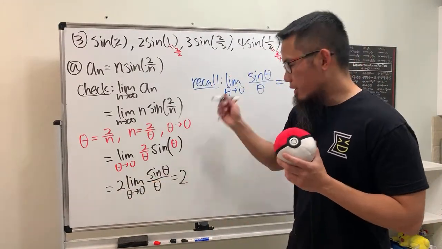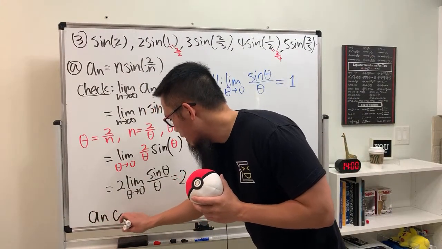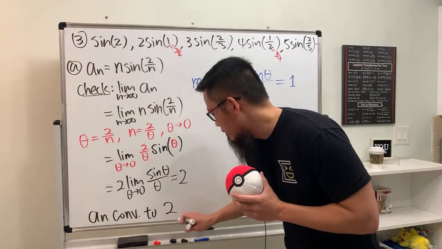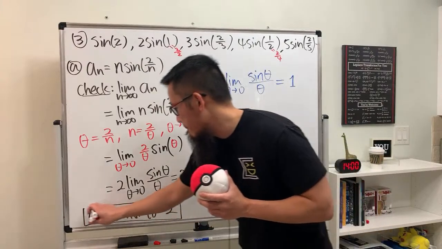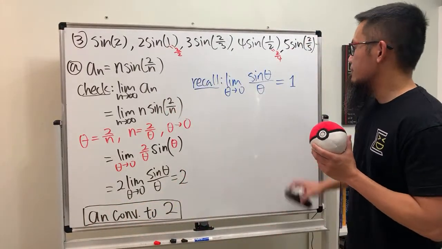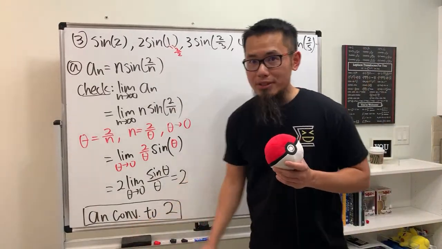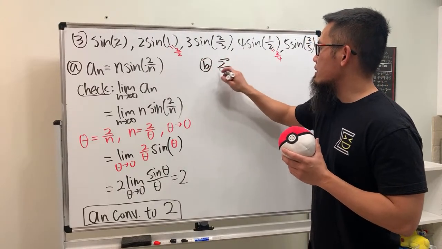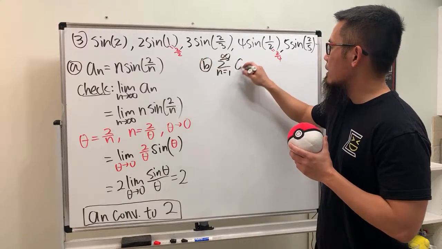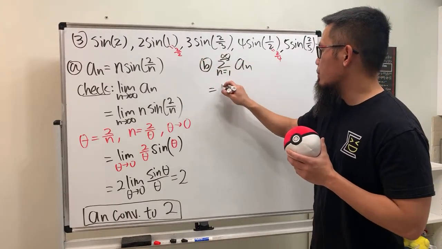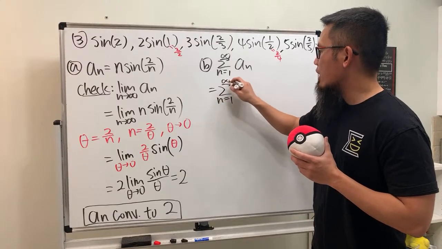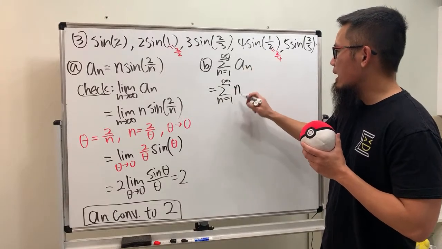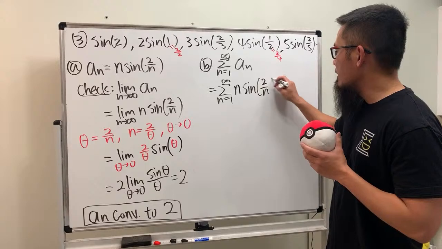So that's it. So finally, we can say that an does converge, and it converges very nicely to the number 2. So this is it. So remember the secret weapons. Now, for part B, again, does the series as n goes from 1 to infinity of an converge or not? Well, I'm just going to write this down. Most likely, later on you will see the question being asked like this, right? The series, and then they will just put down the formula n times sine of 2 over n.